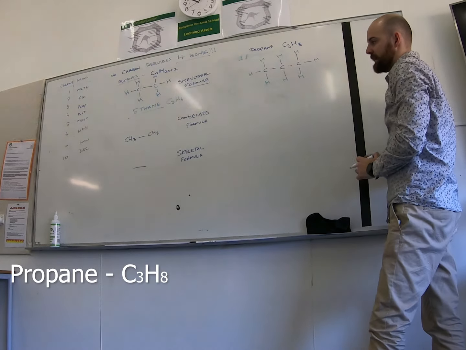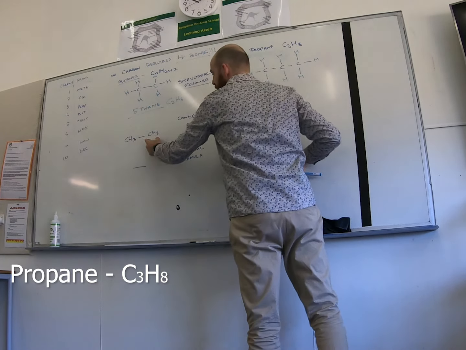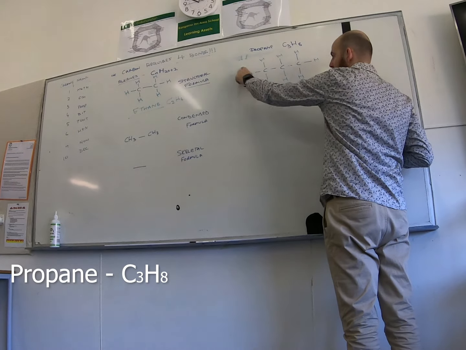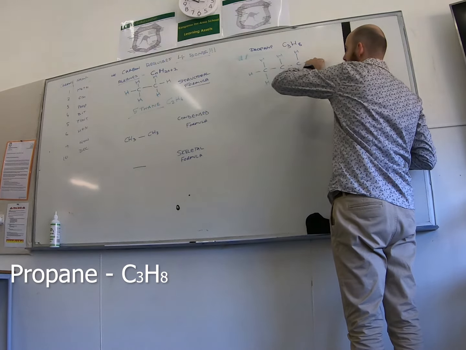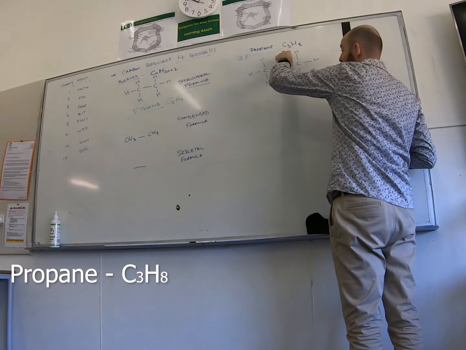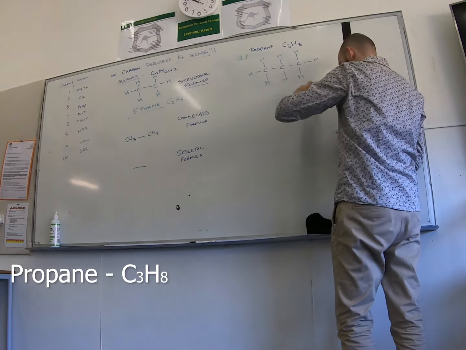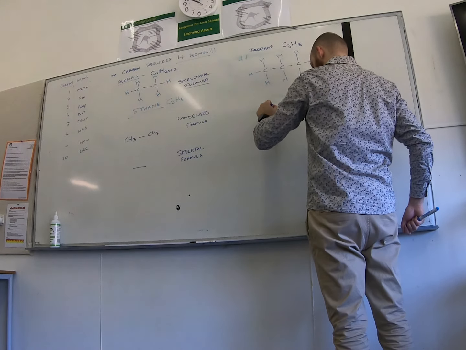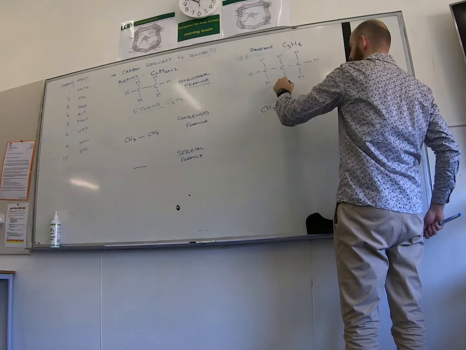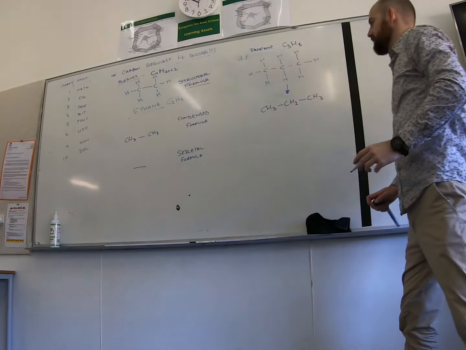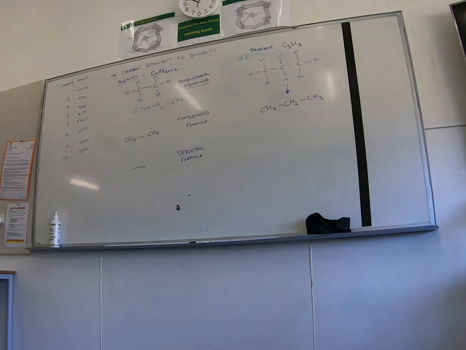If we want to condense it down like this, CH3, okay? What have we got there? CH3. Yeah? What about there? And this one in the middle though? CH2. So we can go CH3, CH2, CH3, like that. As a condensed version of it.